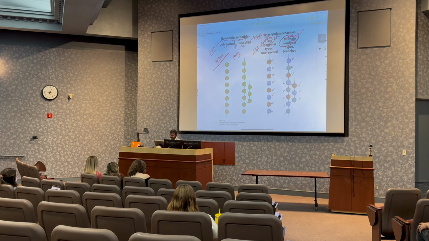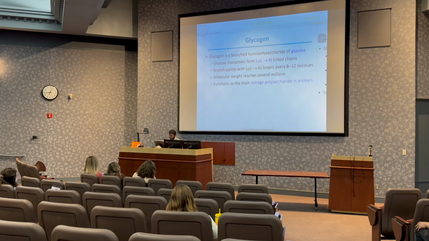This is a 6-membered ring, right? It could be glucose, it could be any other molecule which is a monosaccharide. Am I clear up to here? Yes sir, no sir? See, we have glycogen. Glycogen is the most famous one.